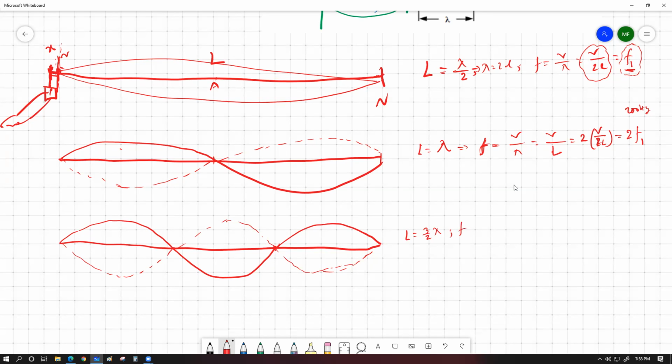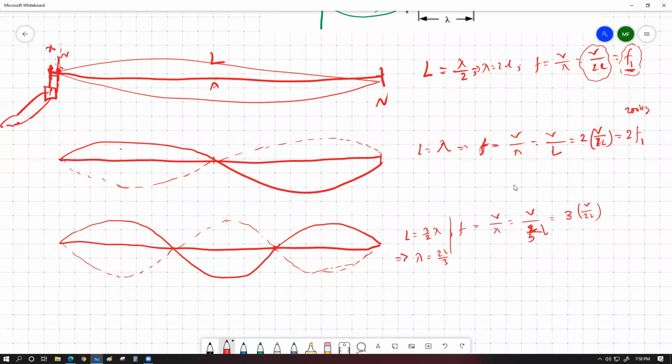So what would be the frequency of this string for this stationary wave? This will be f equals v divided by lambda, which is v divided by 3 by 2 L. Sorry, I forgot to substitute lambda. So lambda would be 2L divided by 3. So f equals 3 multiplied by v divided by 2L.